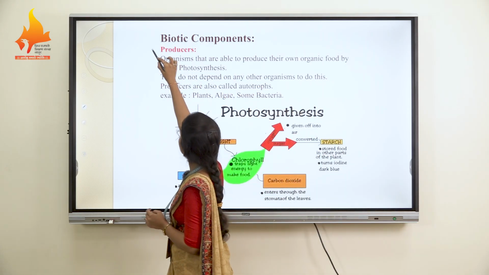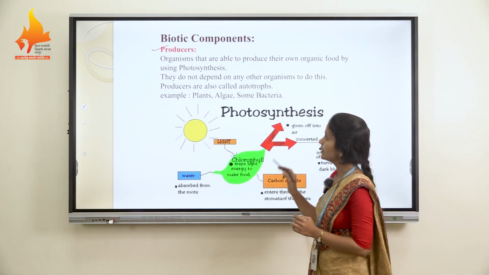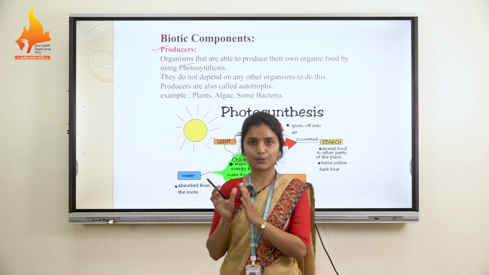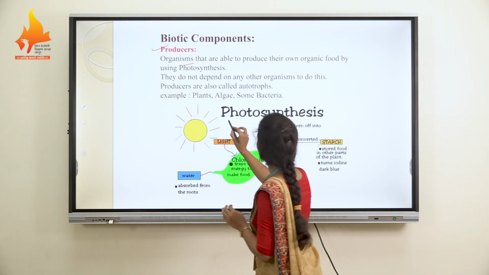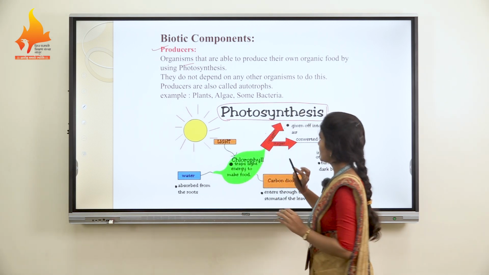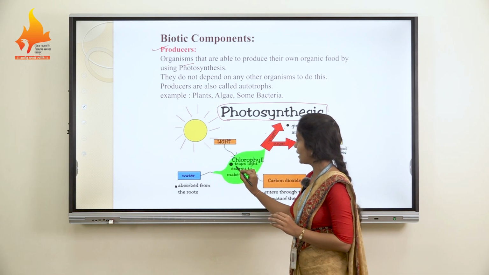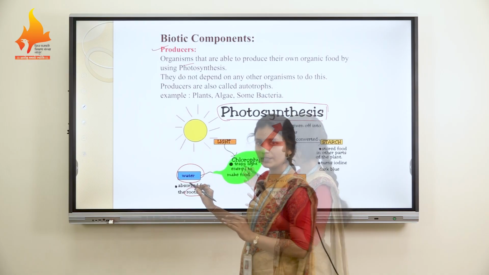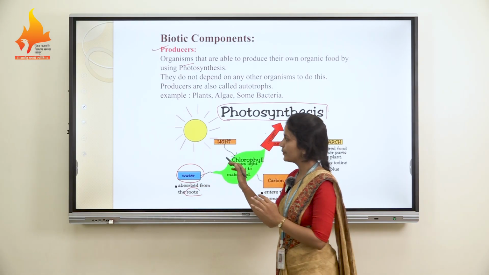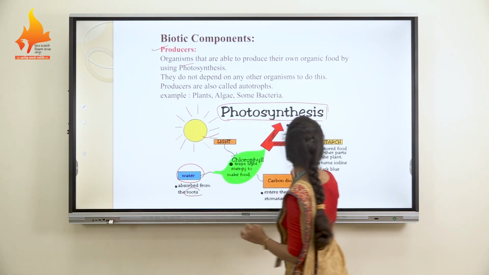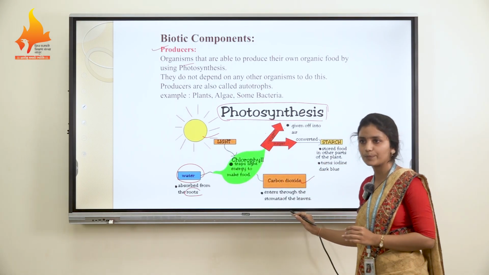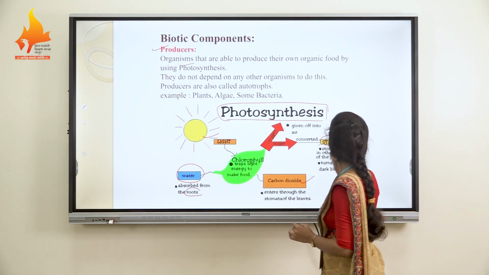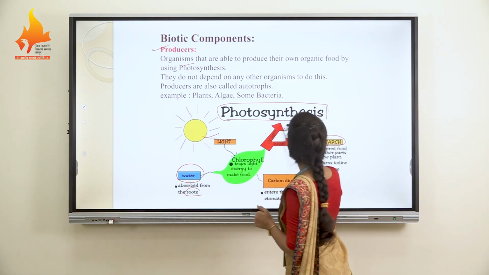That is, the first biotic component is what? Producer. What is producer? The producers are the organisms that are able to produce their own food by using the process of photosynthesis. What is photosynthesis? Photosynthesis is a process in which the plant uses water absorbed by the roots, and with the help of sunlight and the carbon dioxide which is present in the atmosphere, it uses all these raw materials and prepares the food, which is stored in the form of starch. Okay, and that process is called photosynthesis.